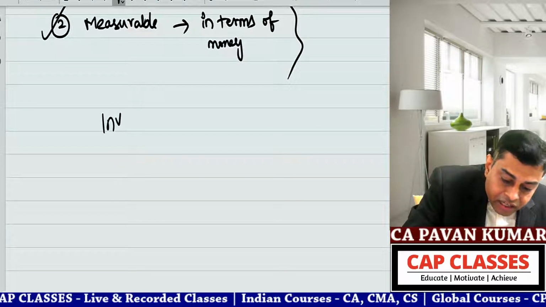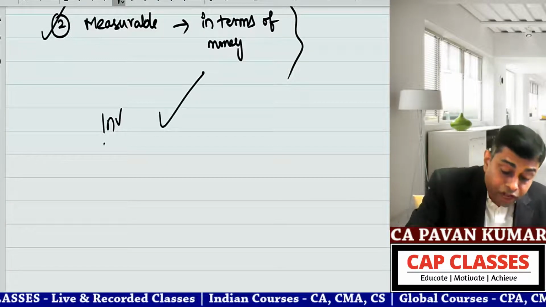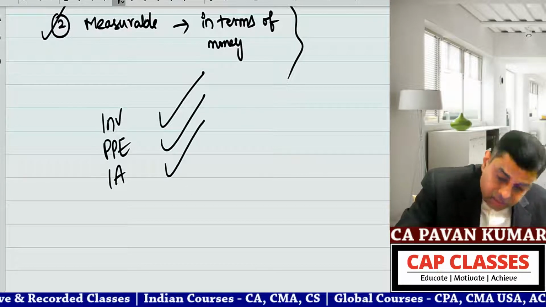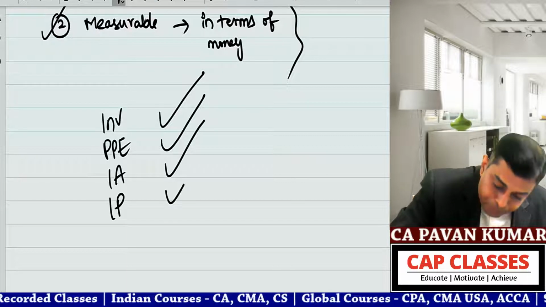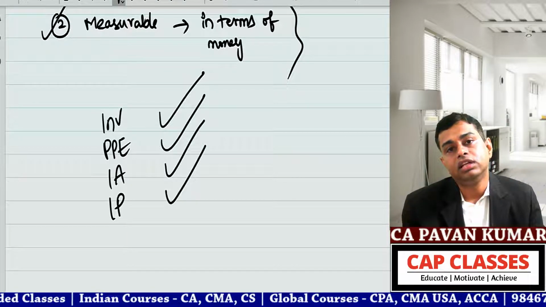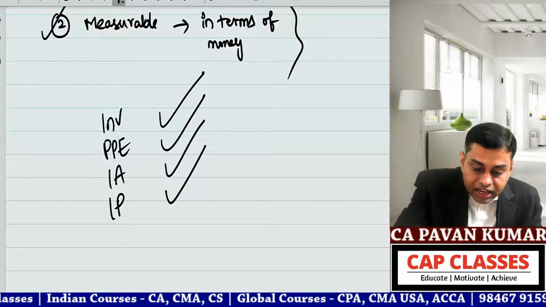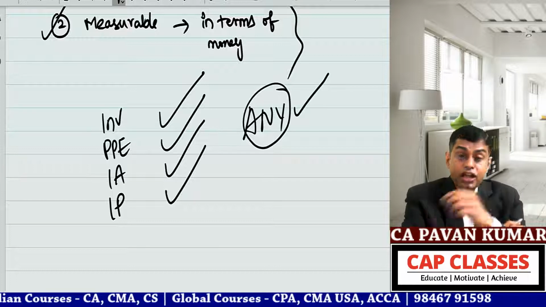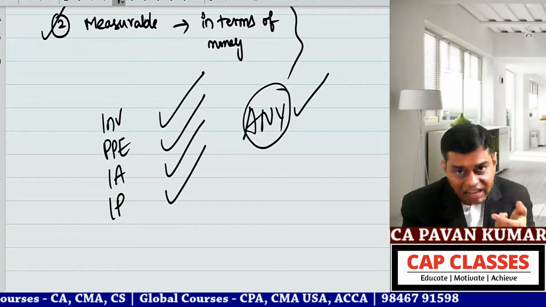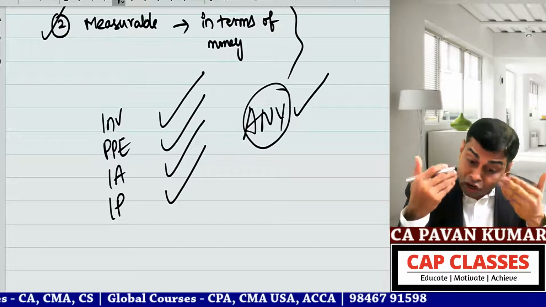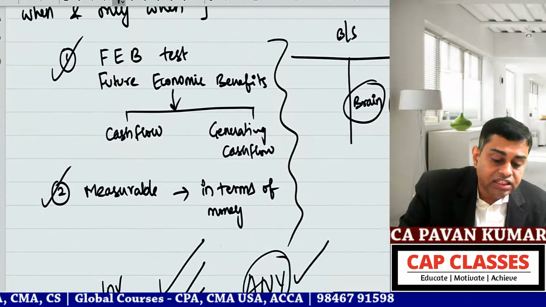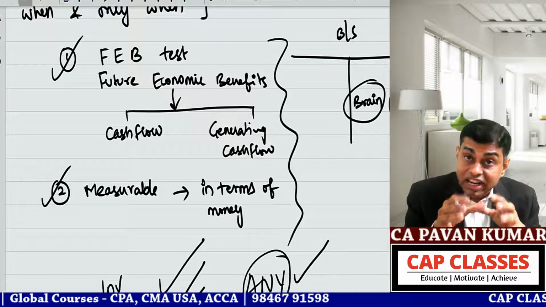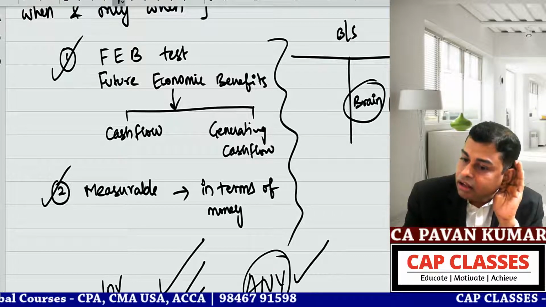These 2 conditions are required for inventory. For property, plant and equipment, these 2 conditions are required. For intangible assets, required. For investment property, required. Any asset to be recognized, these 2 conditions are to be satisfied. You might have studied this, I'm sure you might have forgotten already. These 2 conditions are not coming from IAS 16. Where are they coming from?